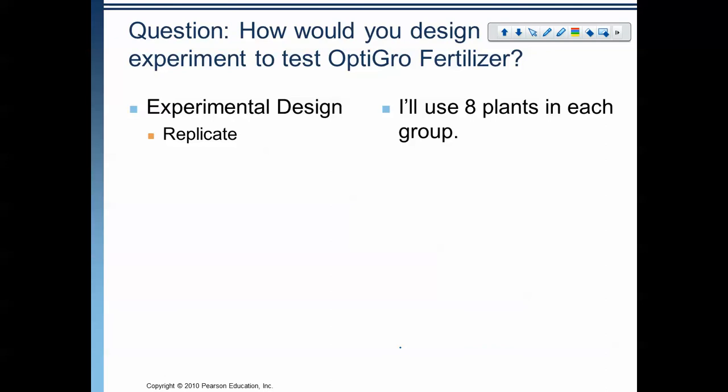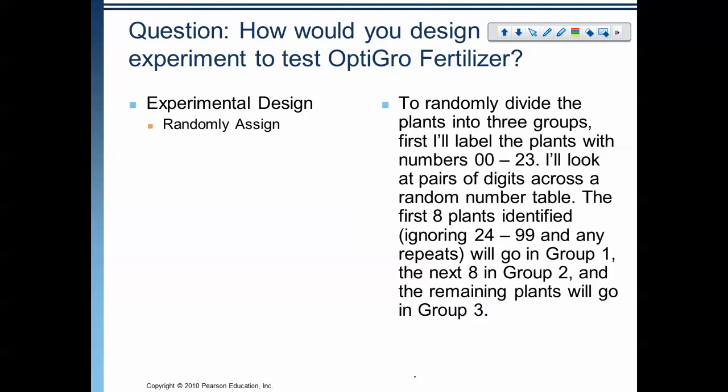Okay? For the replication, I'm going to use 8 plants in each group. I bought 24. I have 3 groups. I have 3 treatments, so I'm going to put 8 in each. I'm going to randomly assign them to treatments. So I have 24 plants. So I'm going to label the plants with numbers 00 to 23.